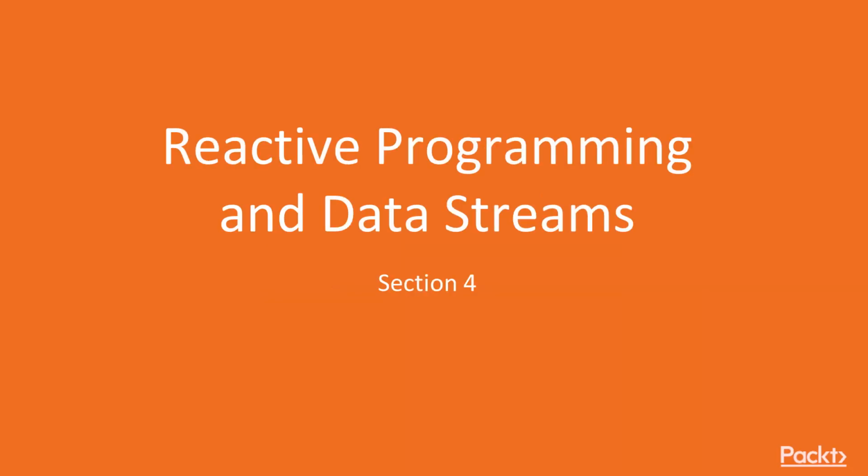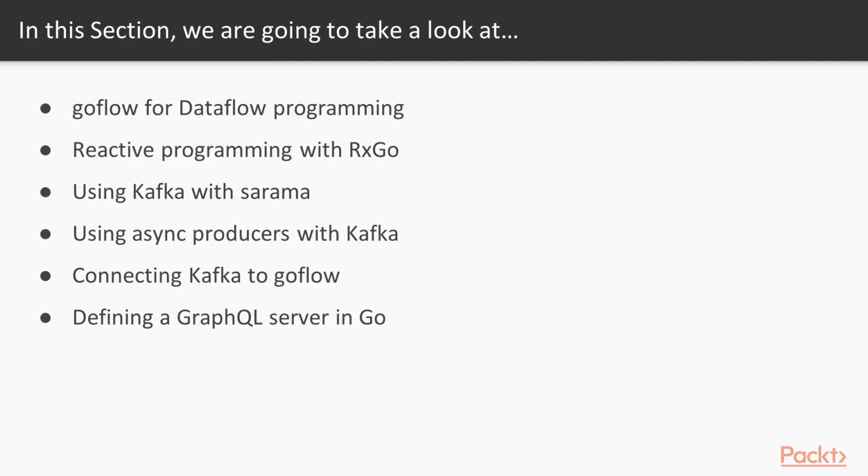Hello guys, welcome to the new section, Reactive Programming and Data Streams. This section will discuss reactive programming design patterns in Go. Reactive programming is a programming concept that focuses on data streams and the propagation of change. Technologies such as Kafka allow us to quickly produce or consume a stream of data. As a result, these technologies are a natural fit for one another.